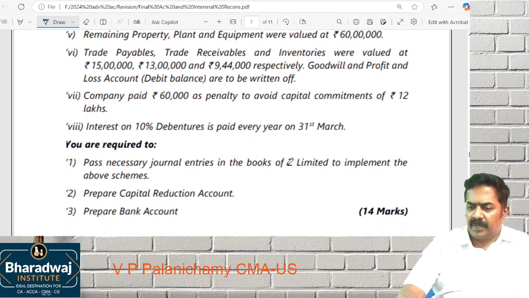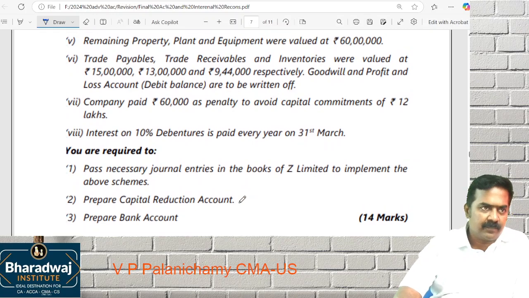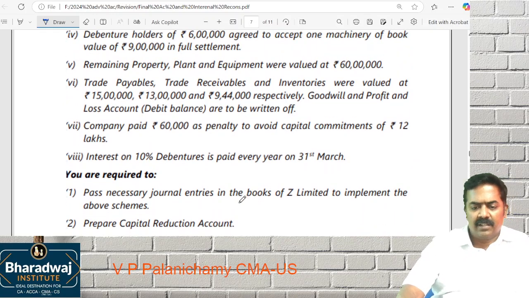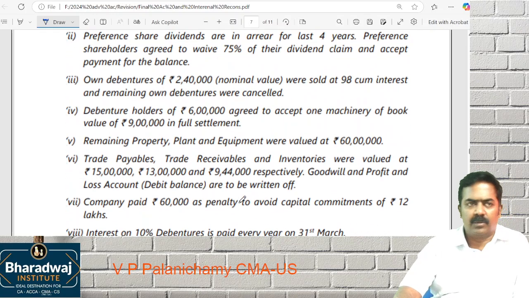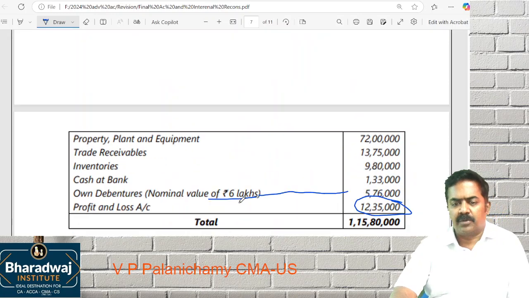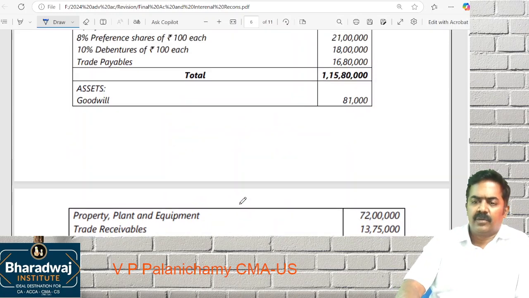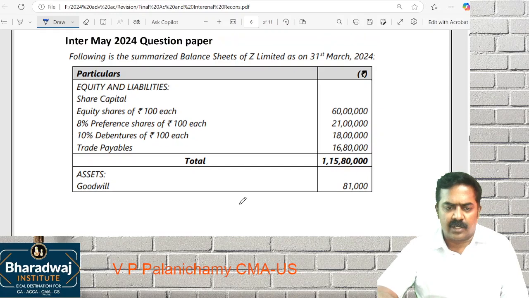They ask you to prepare the journal entries, prepare the capital reduction account, and prepare which account? Bank account. They don't ask for the balance sheet. Only journal entries, capital reduction account, and which one? Bank account. I request you to read through the full question at least once or twice, then we will continue.